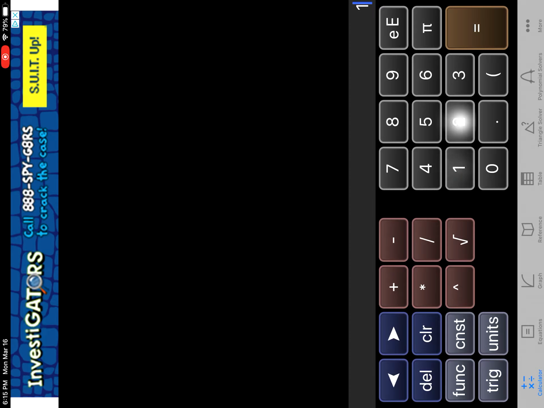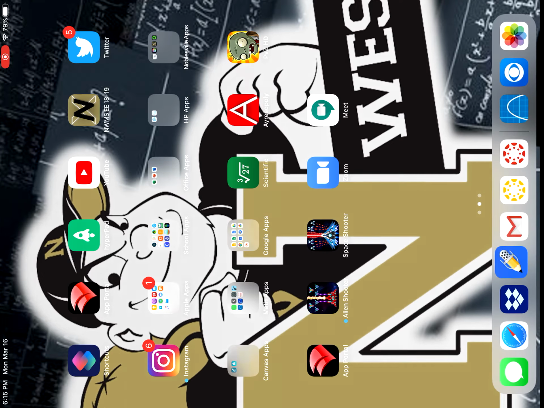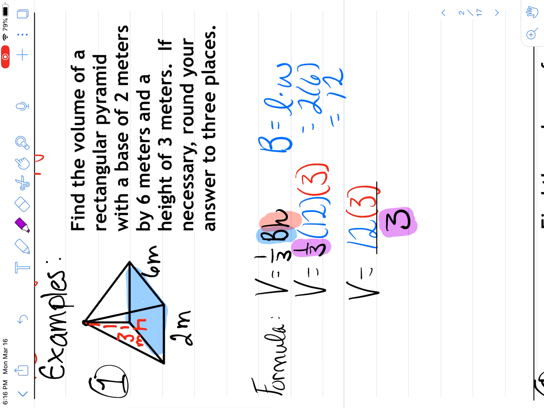So I had 12 times 3, hit equal. I got 36. We're going to divide that product by 3, and I get 12. Okay, so back to Notability. And so I can now conclude the volume is 36 divided by 3, which equals 12 meters cubed.